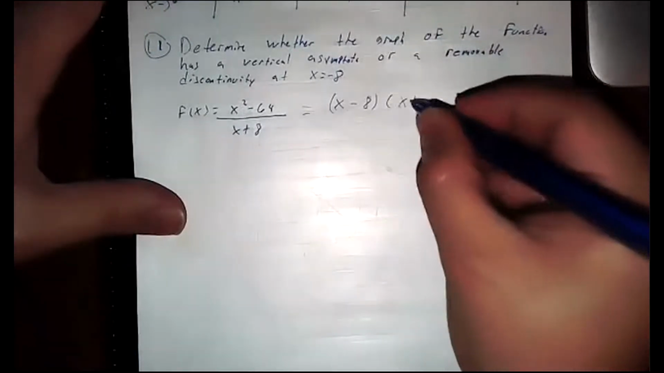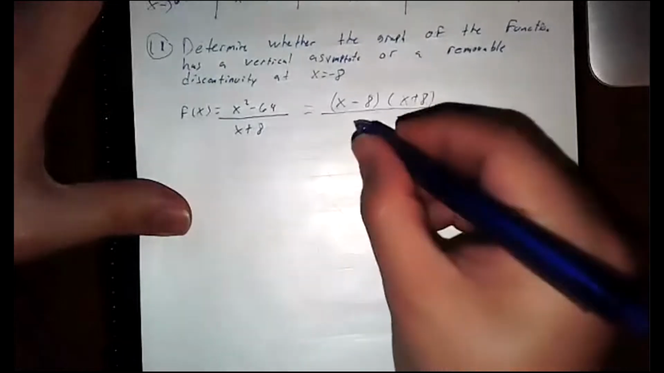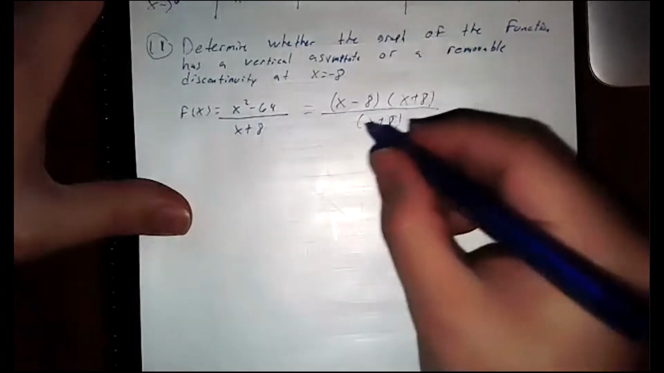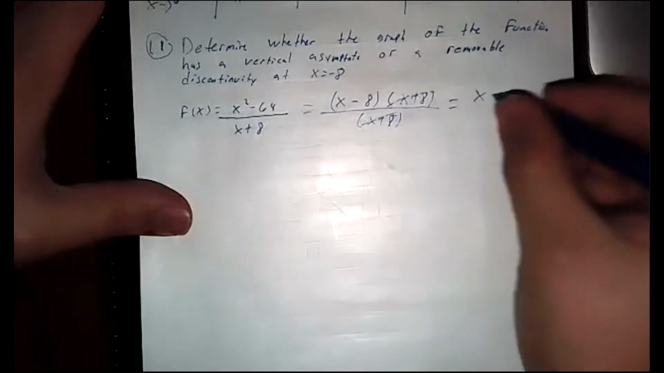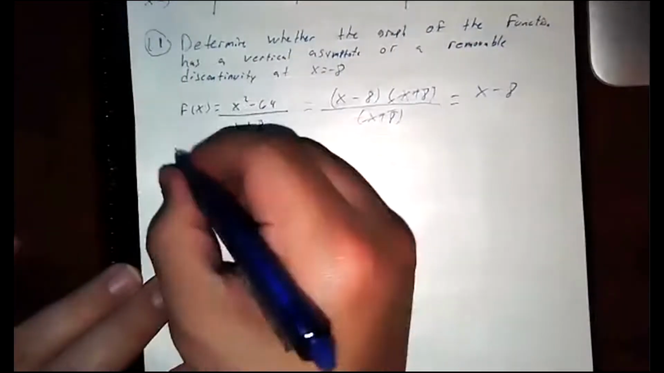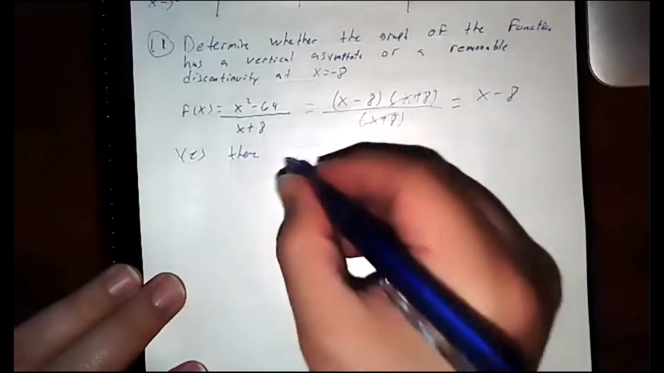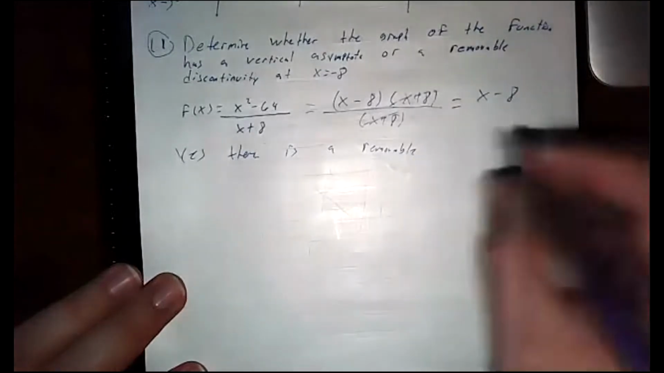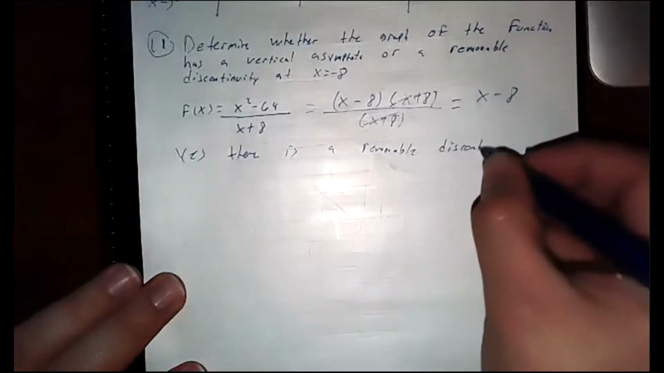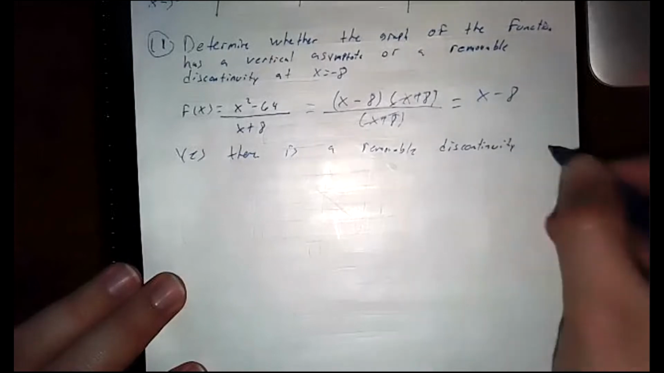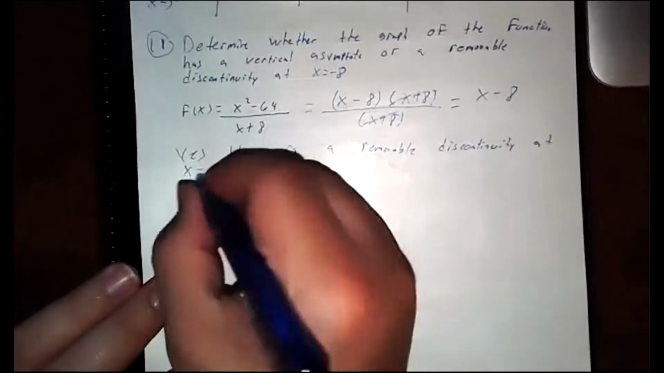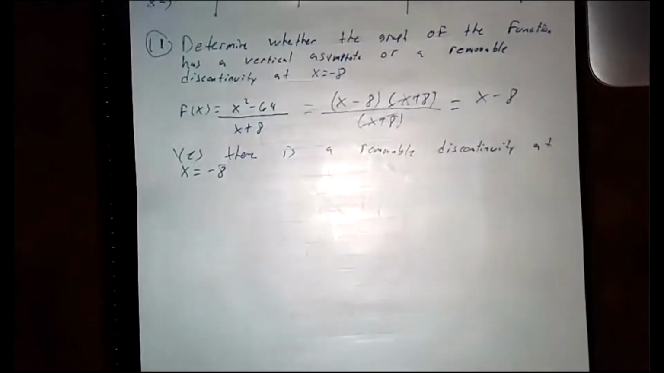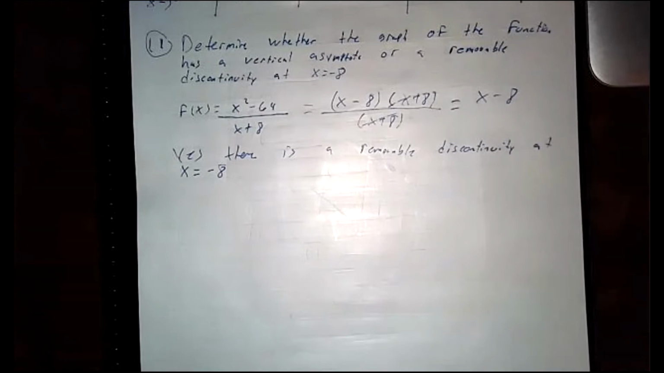That would be x plus 8 over x plus 8. So these cancel, leaving you with x minus 8. So the fact that that happens says, yes, there is a removable discontinuity at x equals negative 8. Now, if you couldn't remove it, then you would just say, yeah, there's an asymptote there. But let's go ahead and graph and see what it looks like.